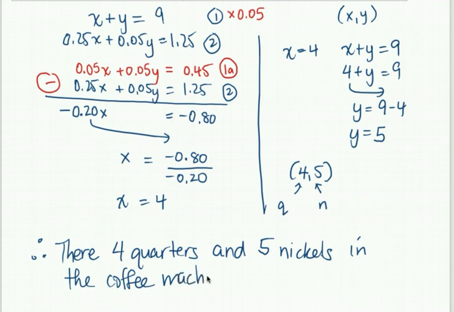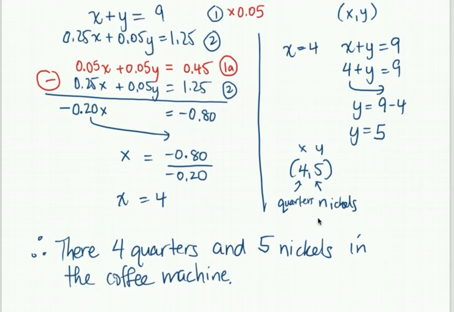So again, it's important that you know which one's which, because you don't want to do all this great work and then get these backwards and say, oh, there's 5 quarters and 4 nickels, right? You don't want to do all of this work and get that one little part wrong because you weren't paying attention to which way, because again, you know that this was X, that was Y. So these were the quarters and these were the nickels, okay? So just make sure you know which one's which.